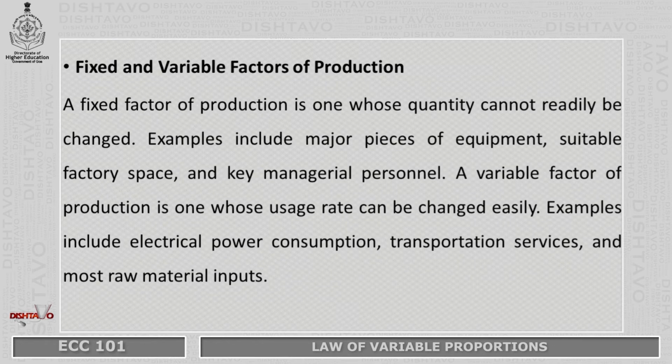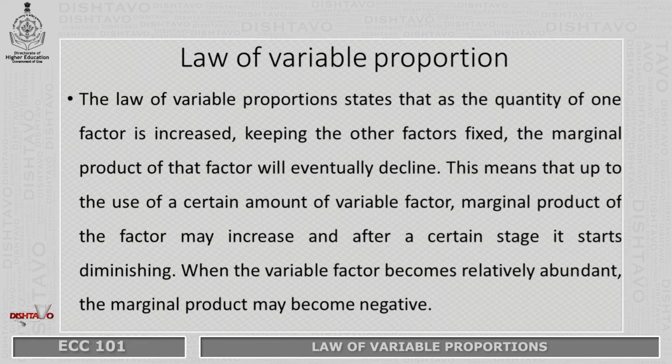In this production function, we have to know about the fixed and variable factors of production. A fixed factor of production is one whose quantity cannot readily be changed, or it is rigid throughout the production function. Examples include major pieces of equipment, suitable factory space, and key managerial personnel. A variable factor of production is one whose usage rate can be changed easily. Examples include electrical power consumption, transportation services, and most probably the raw material which we use as inputs in the production function. So let's begin with the law of variable proportions.